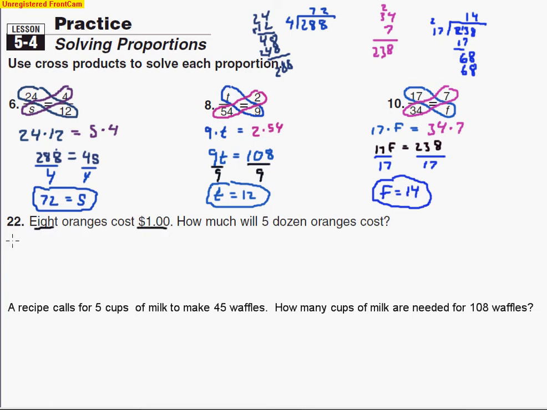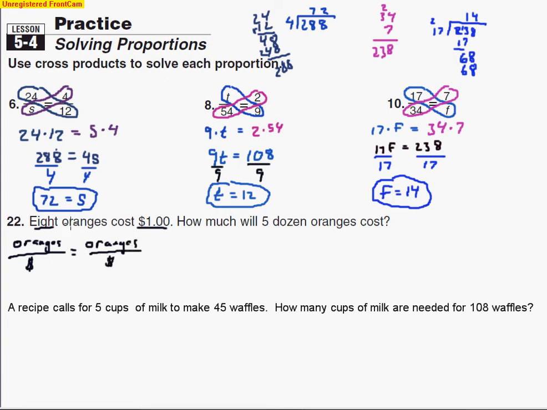We can write a ratio to represent that. When we set up a proportion, we want the same units in the same location typically. It doesn't really matter how we set them up, we just have to be consistent. Let's say I do oranges on top and dollars on the bottom. This is one ratio: 8 oranges cost $1. I've got to make sure I have the number of oranges on top and the dollars on the bottom.